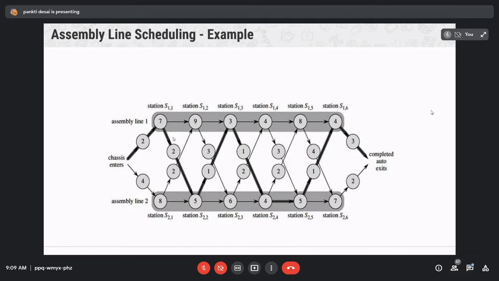The second step is to recursively define the value of an optimal solution. So all of you first draw this figure in your notebook. All of you first draw this assembly line scheduling example in your notebook. Then we solve this example using dynamic programming. When you complete it, please write down done in the chat box.